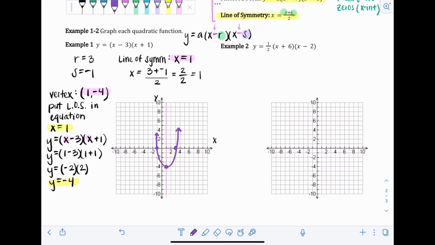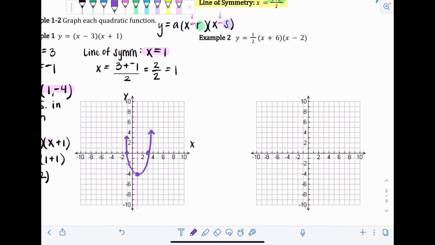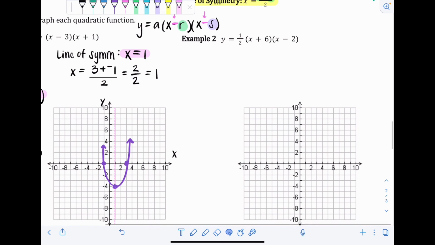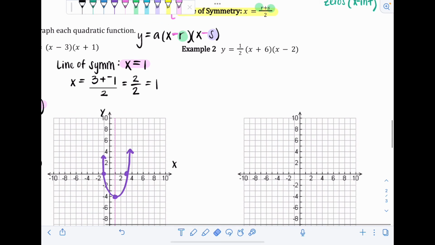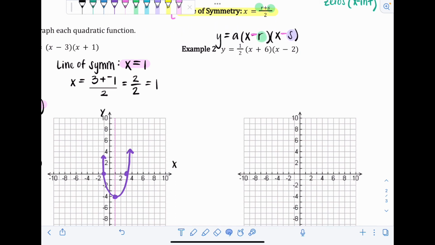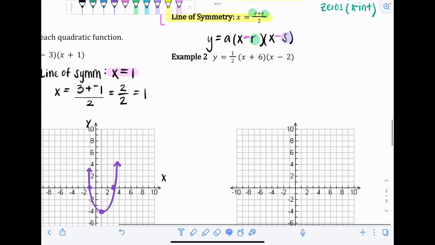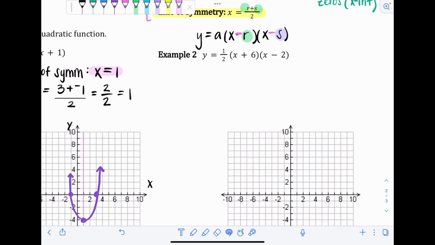So example 2, y equals 1/2 times x plus 6 times x minus 2. So I'm going to just go ahead and drag this formula over, and then that way we can ignore all the clutter from example 1. Okay, so the first step is we have to figure out what R and S are, because those are going to be our first 2 points.